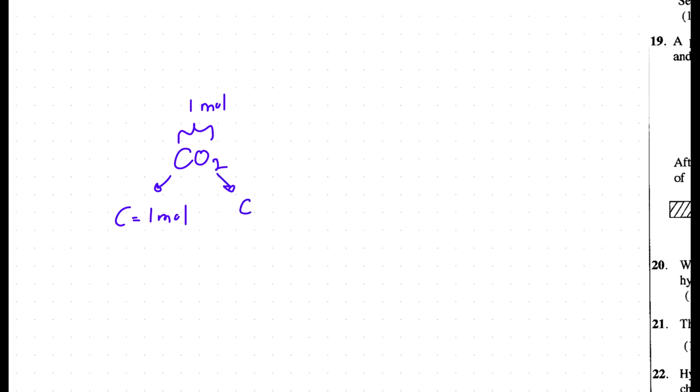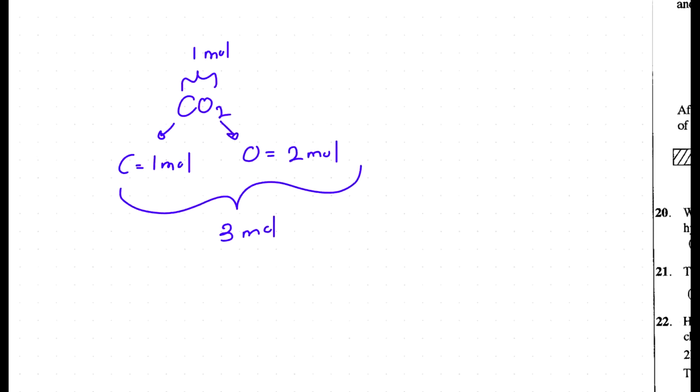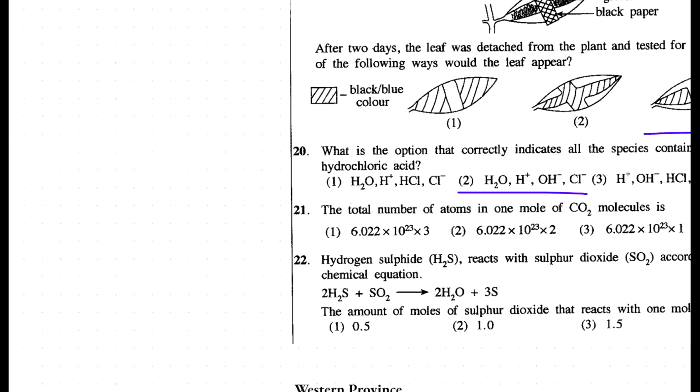Atoms, molecules, atoms. So altogether, how many atoms are there? 1 plus 2, there are 3 moles of atoms. You know 1 mole is 6.022 into 10 to the power 23. And now for 3 moles, you have to multiply that by 3. So the answer is the first one.